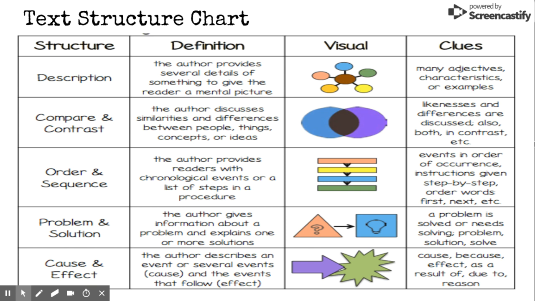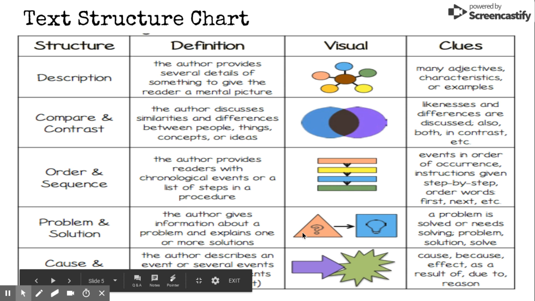This chart is pretty similar, but it also provides you with a visual or a graphic representation of those text structures. So in description, you have what's being described in the middle and all the adjectives and characteristics around it. Compare and contrast, you have the Venn diagram, how they're alike, how they're different. Then you have the step-by-step or the sequential order diagram here, question, and then possible answers or problem, possible solution. Then you have cause, possible effect.